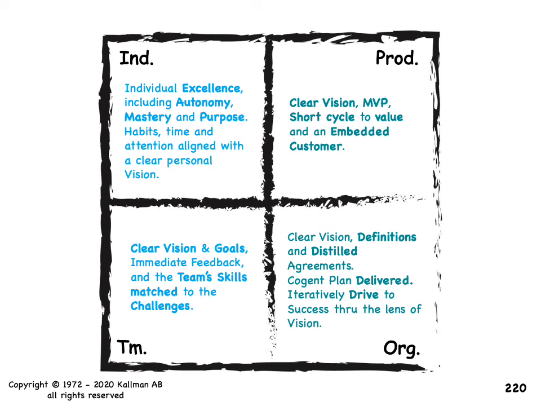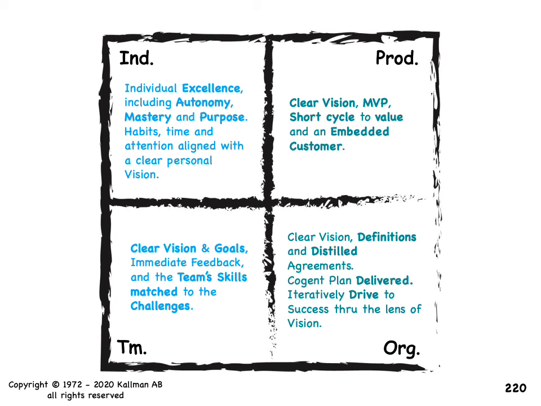In the product program process area, you need a clear vision, a clear minimum viable product, short cycle time to value, and an embedded customer in best case. That vision needs to be represented, and if the customer is not embedded in your product development, you have a high risk for politics erupting later, and then people will get into the blame game. The first reaction of the executives will be, who can I kick? And that's not the reaction that you want.